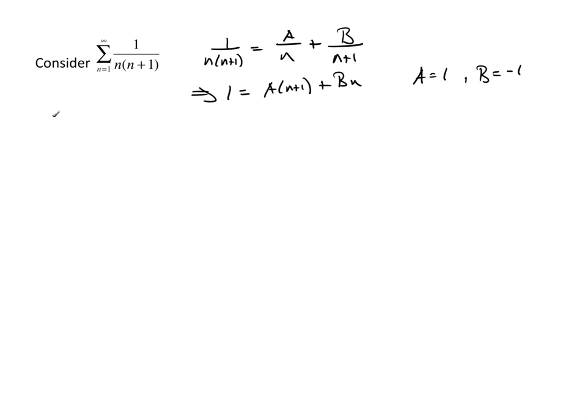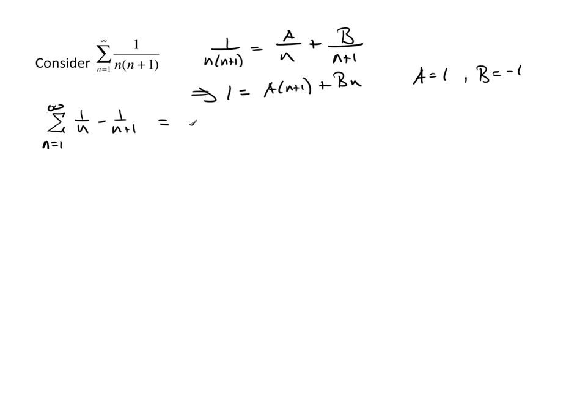So what I have is this sum, from n equals 1 to infinity of 1 over n minus 1 over n plus 1. Okay, did that do me any good? Yeah, I don't know. Let's start putting in values of n and see what this is.